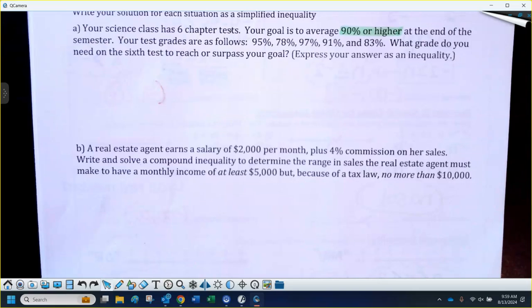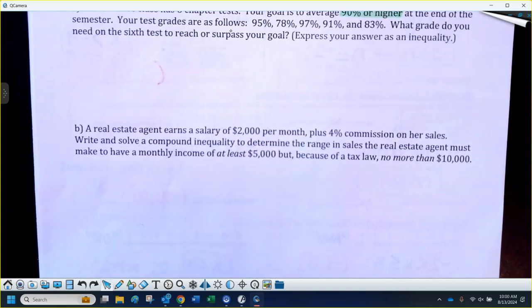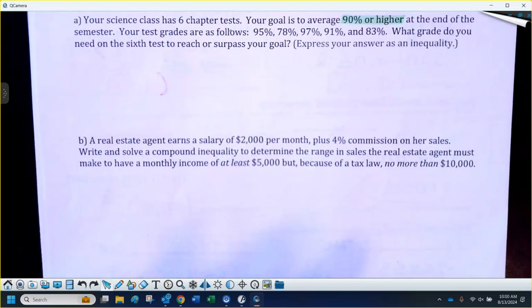And it says at the end of the semester, that's our goal. Your test grades right now are 95, 78, 97, 91, 83. What grade do you need to get on the 6th test to reach or surpass your goal? And then it says we're going to write our answer as an inequality. Okay. How would you maybe set this up? We got 5 tests. We want our average on 6 tests to be 90 or higher. What would you do with what we've got in the problem here?